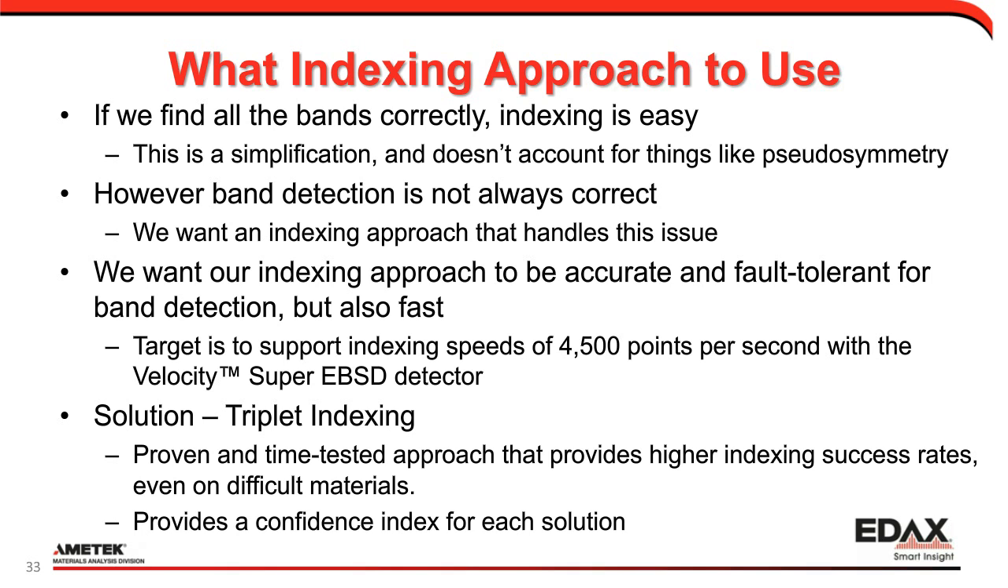And so the approach we have, we want to be able to support our Velocity Super Camera, which indexes live at speeds of greater than 4,500 index points per second for some materials. So our solution for that is our triplet indexing engine. Now this is not a new thing. This is something we've been doing for a long time. It's proven, it's time tested. We know it provides higher indexing success rates even on difficult materials.